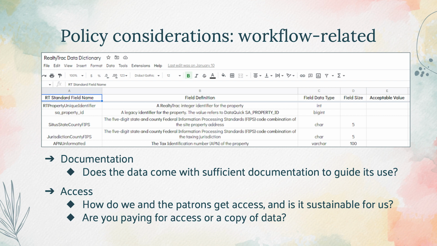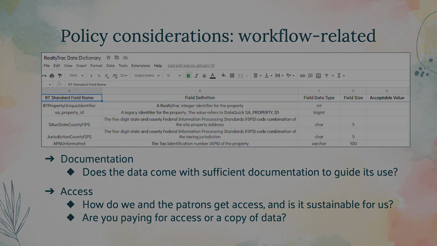And then documentation, again, super critical for reproducibility as a part of our data collections. And then how are the patrons accessing us? Are we getting a copy of the data, or are we leasing access to data? This is pretty critical because, for instance, hosting data locally can be a lot faster for people than having to go through a vendor's platform. So those types of considerations for data are important to look at.